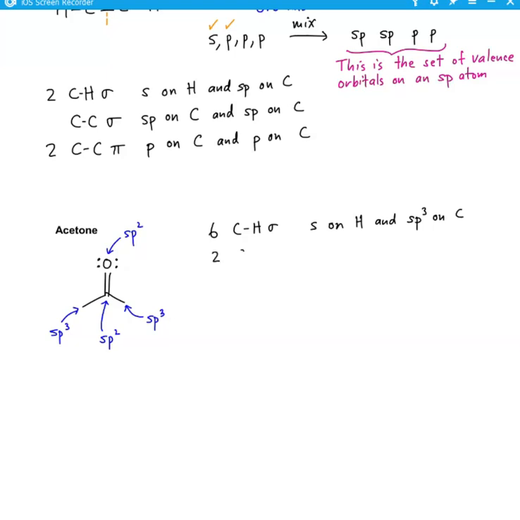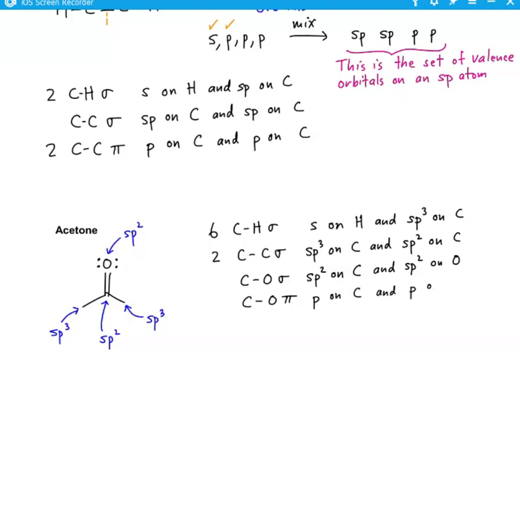There are 2 carbon-carbon sigma bonds. They're formed by the overlap of an sp3 orbital on one of the carbons and an sp2 orbital on the carbonyl carbon. There's a carbon-oxygen sigma bond, which is formed by the overlap of an sp2 on carbon and an sp2 on oxygen. There's a carbon-oxygen pi bond. The pi bond is formed by overlapping a p orbital on the carbon with a p orbital on the oxygen.